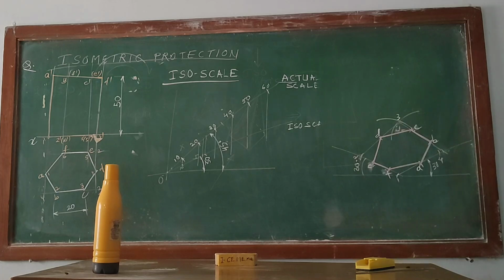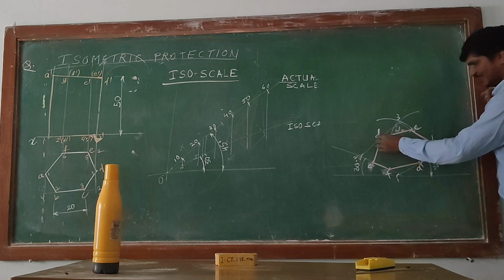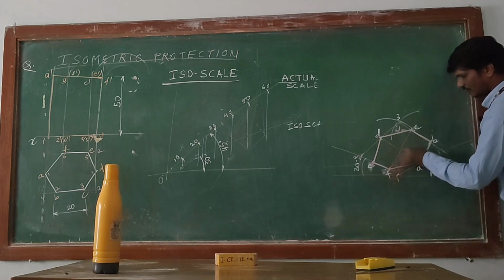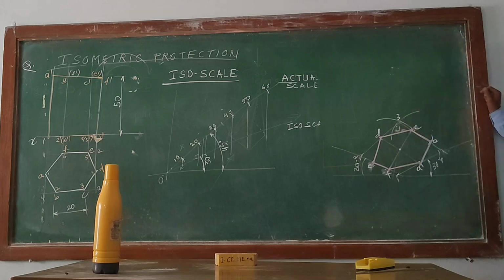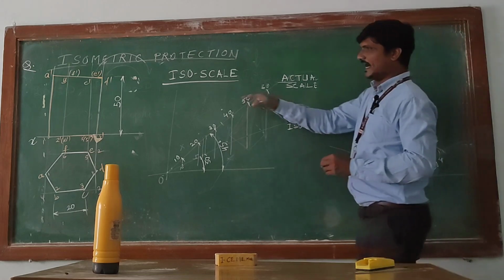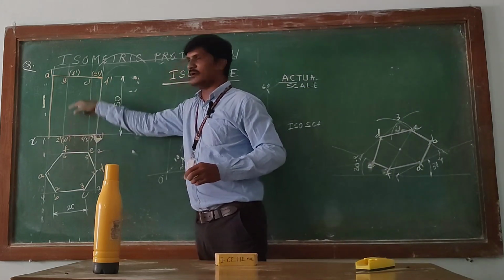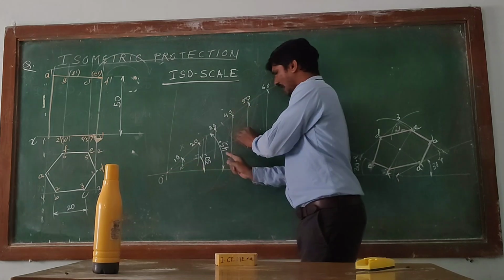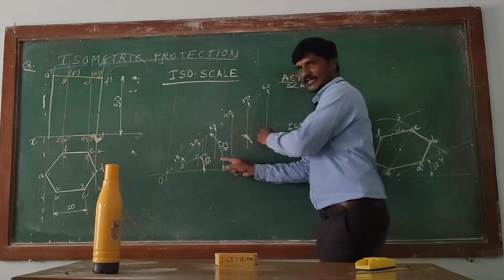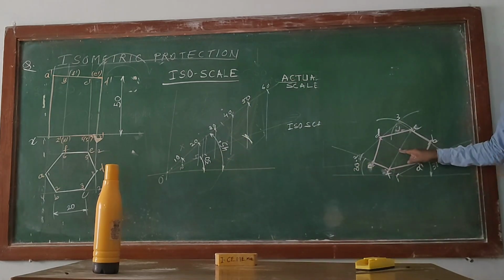Hexagonal base. After that you have to find the center. Find the center for the hexagonal. So this becomes your center, the axis. From the axis what will be the height now? 50 mm. So take this 50. ISO 50. You have to take ISO 50. Put at the center.